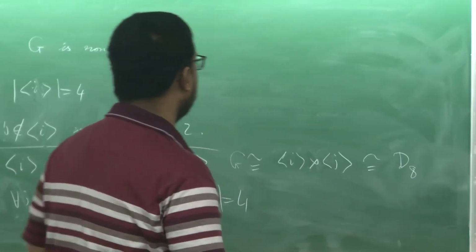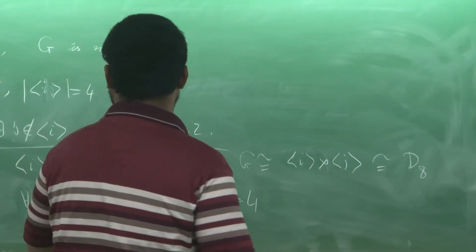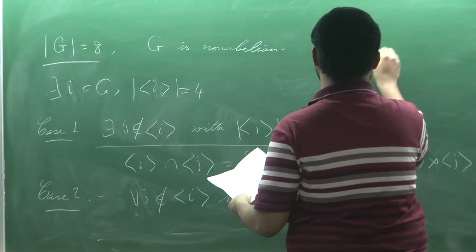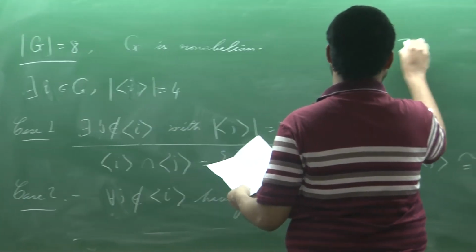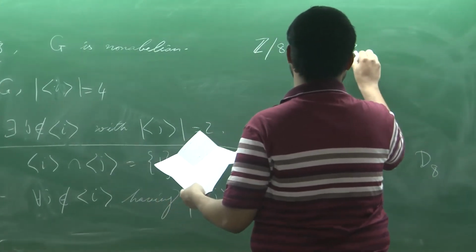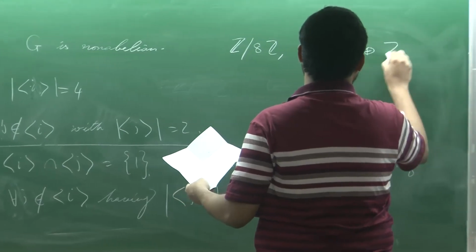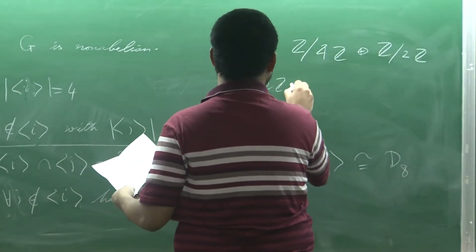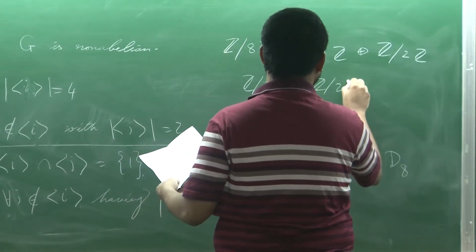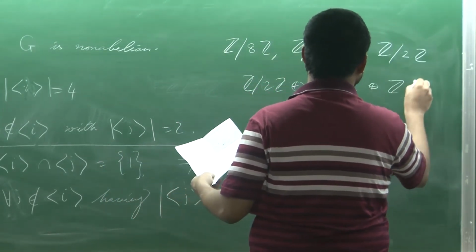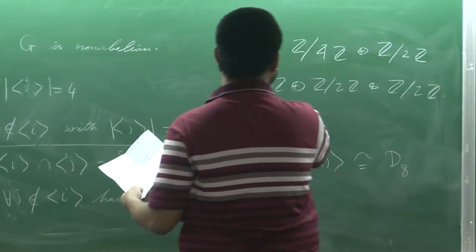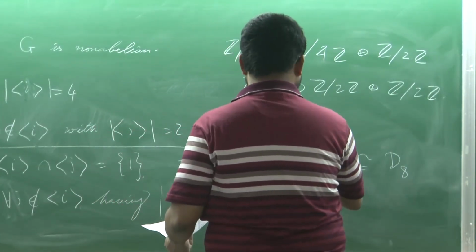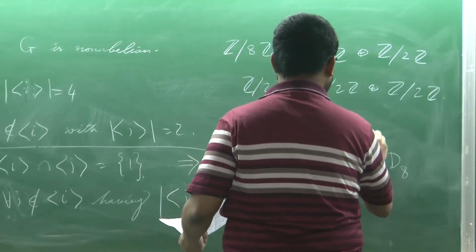So, up to isomorphism, for order 8, what are the only group structures? We have Z modulo 8Z, Z modulo 4Z direct sum Z modulo 2Z, then Z2, Z2, Z2. These are all the abelian ones, and as non-abelian ones we get only D8 and Q8.